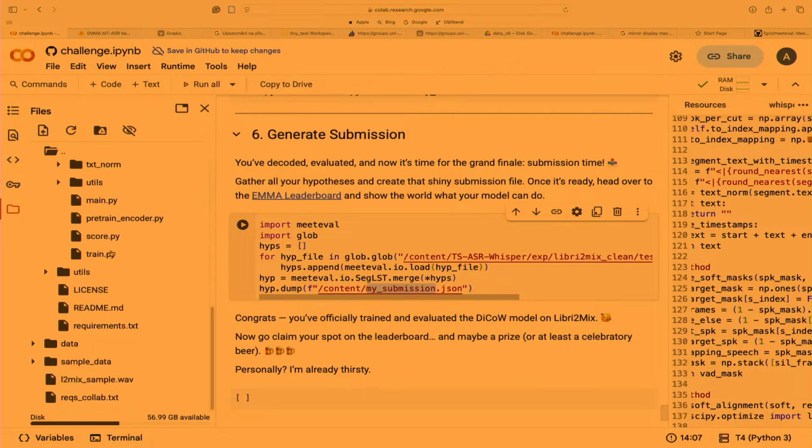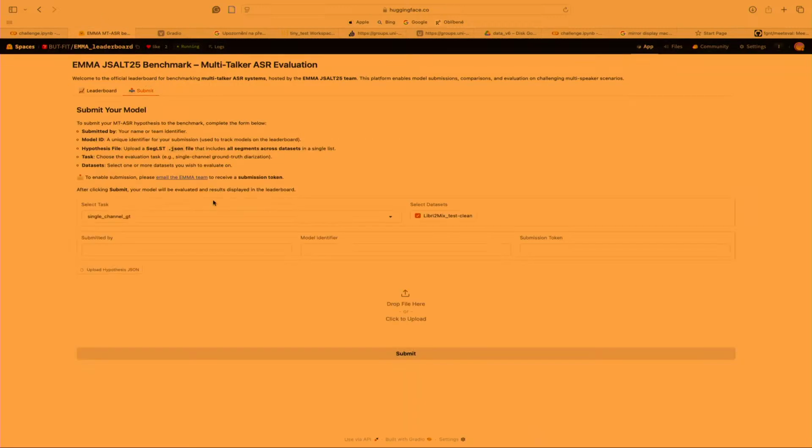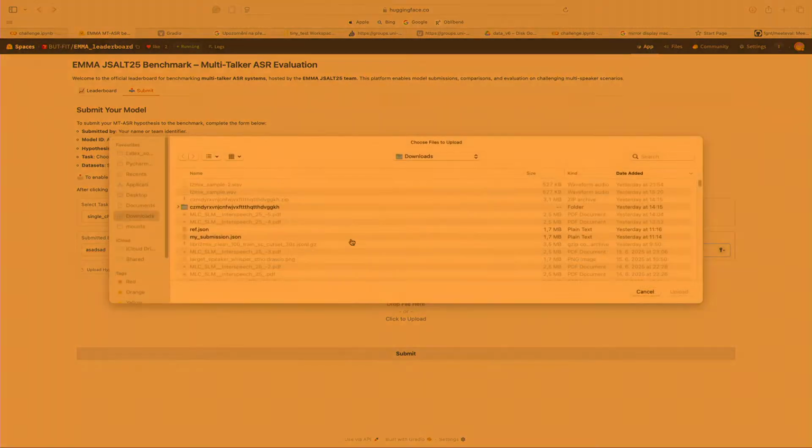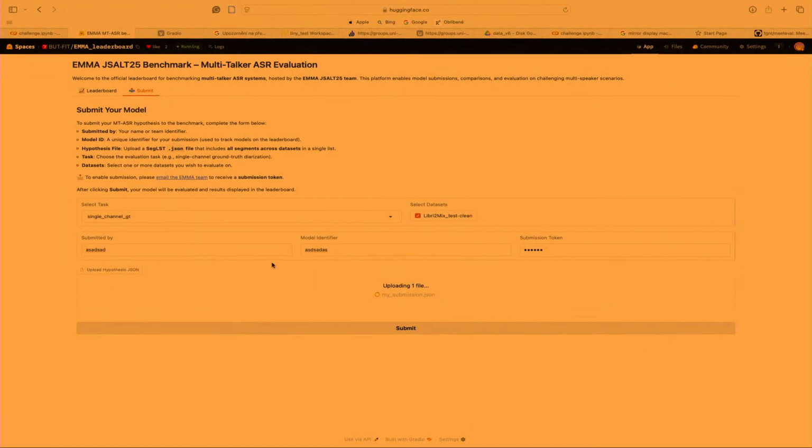So once you get that file, you just download it here. You go to the leaderboard. Here you must use the token that's in the file, and you will upload your mysubmission.json, and then you submit.